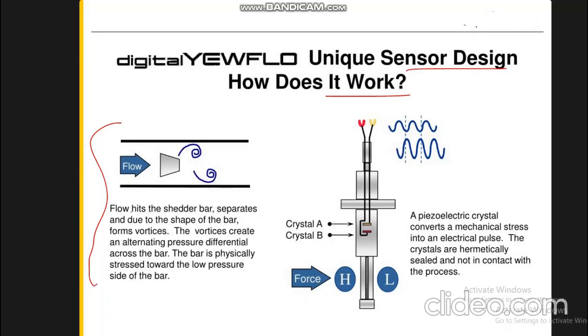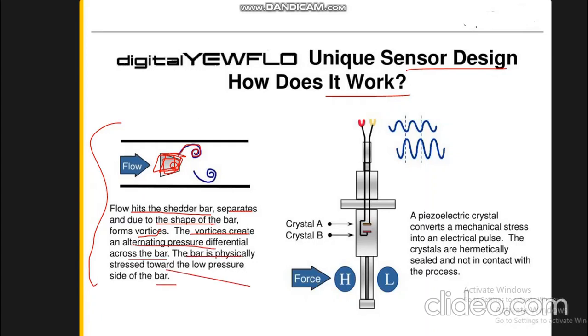The flow hits the shutter bar, separates, and due to the shape of the bar forms vortices. That's the shape I was talking about. This is the shape, like the mountains you have seen. This is the shape for which the vortices are produced here. The vortex creates an alternating pressure differential across the bar. The bar is physically stressed towards the low pressure side of the bar.